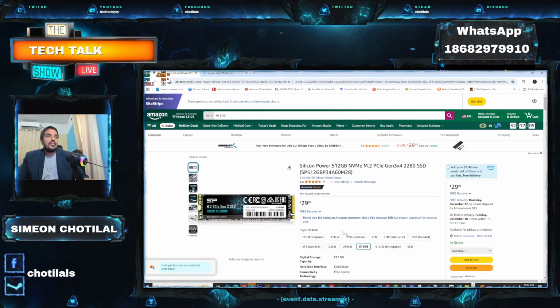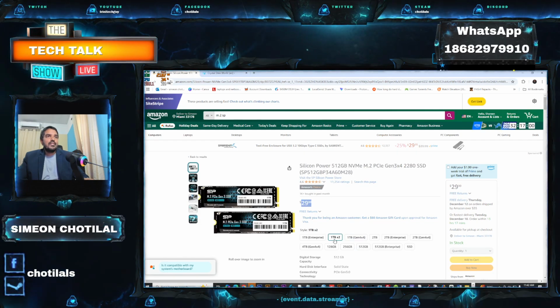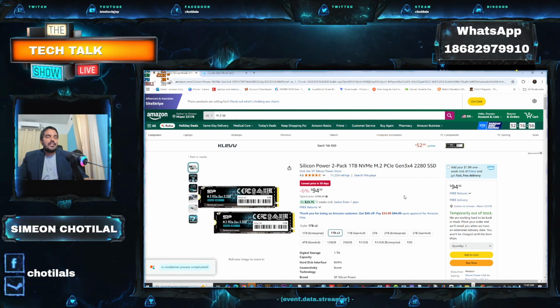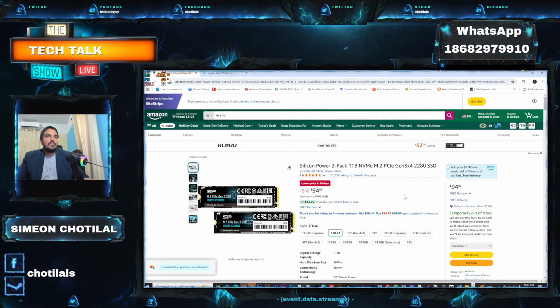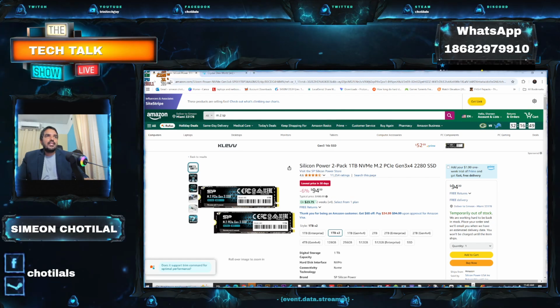512 gigabytes. Sorry, you could get that for $30, guys, on Amazon. You could get 1 terabyte of the same SP brand. It's not a popular brand like the Samsung or the WD, but it gets the work done, right? You get 1 terabyte for $95.